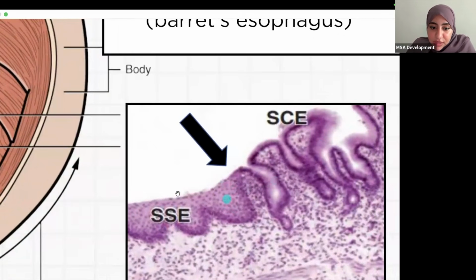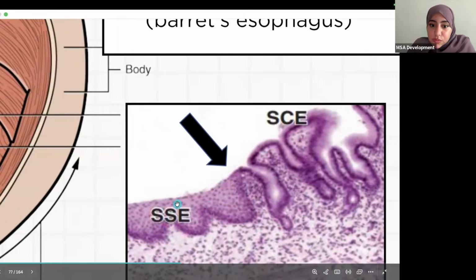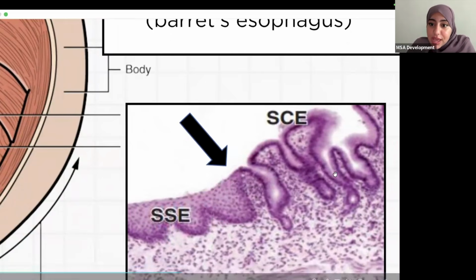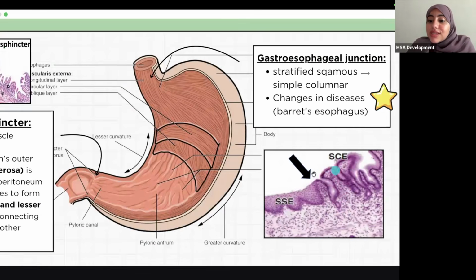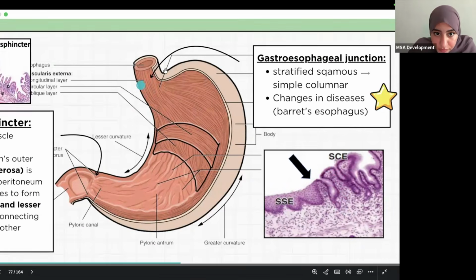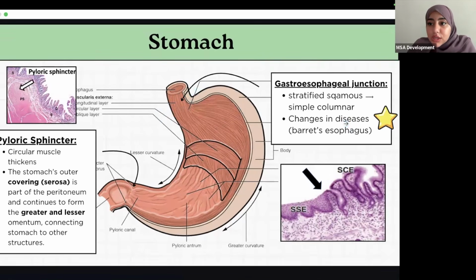What is the epithelium over here? Stratified squamous, right? And what is the epithelium over here? It's simple columnar, as you can see, like the little projections over here and the rugae and everything. This is literally the junction between the esophagus and the stomach, okay? And what's so high yield here is there is something called Barrett's esophagus.